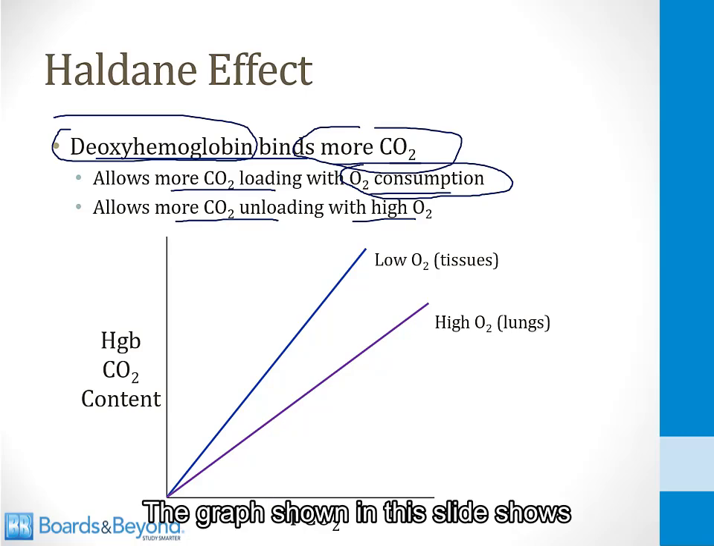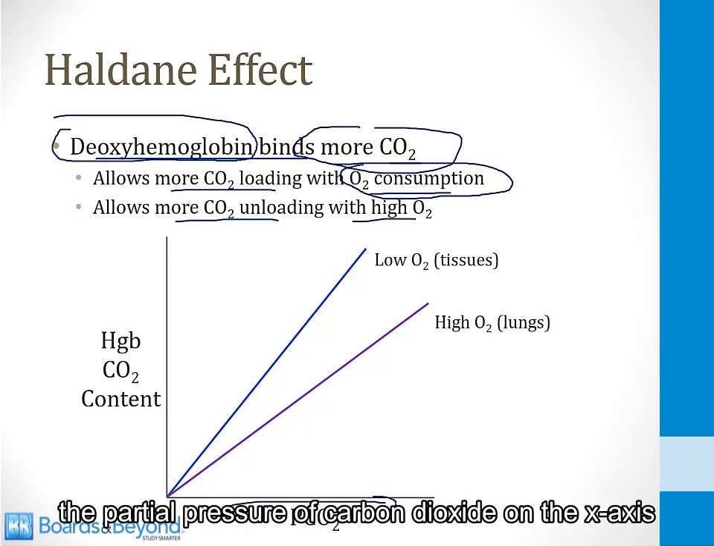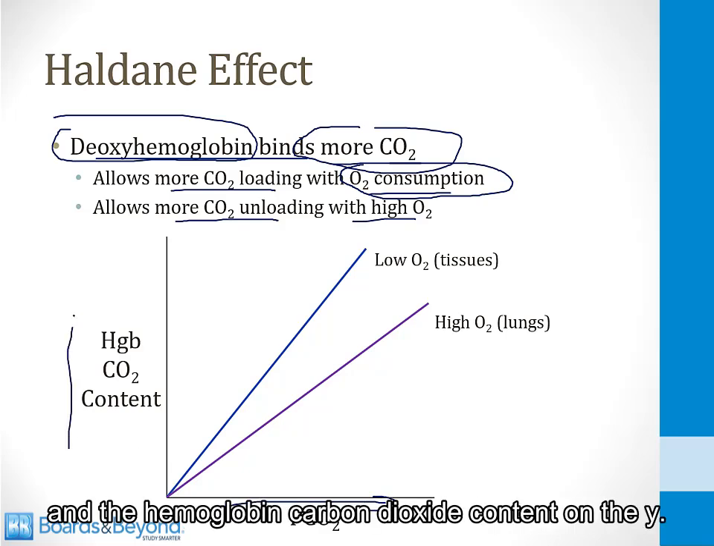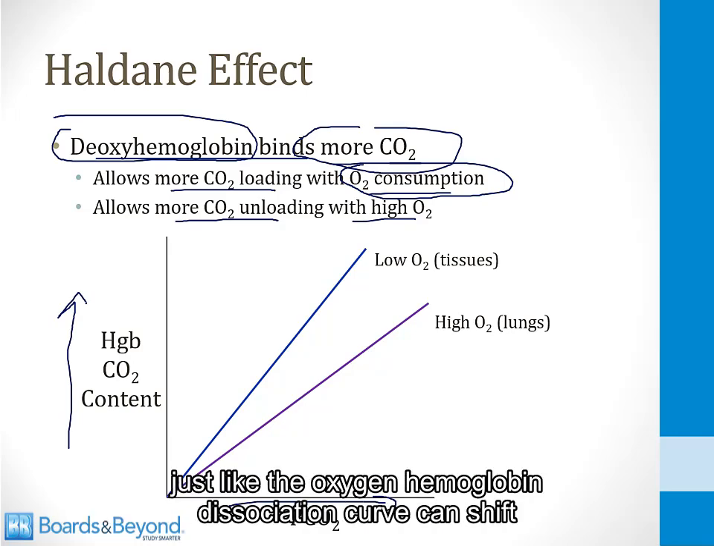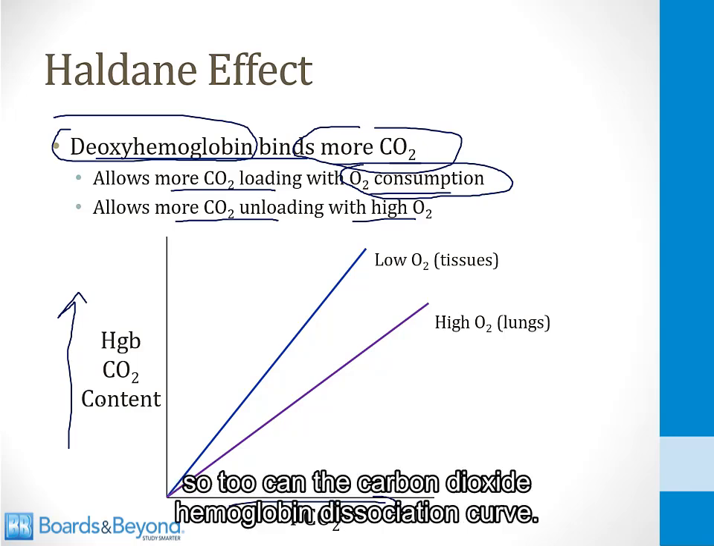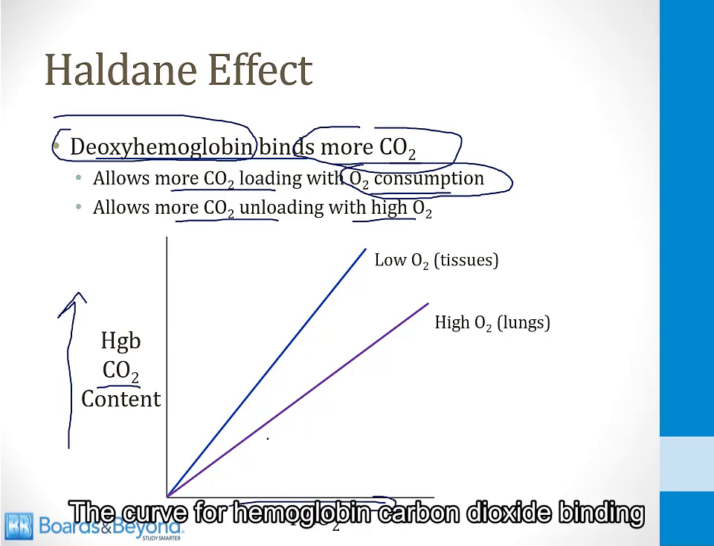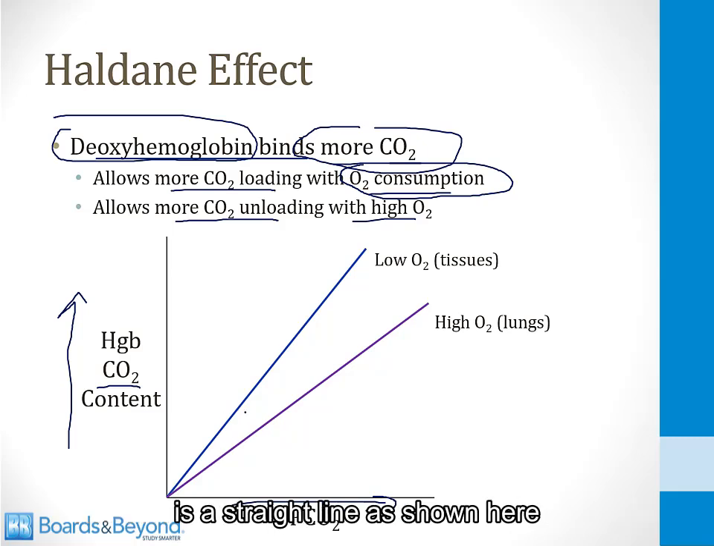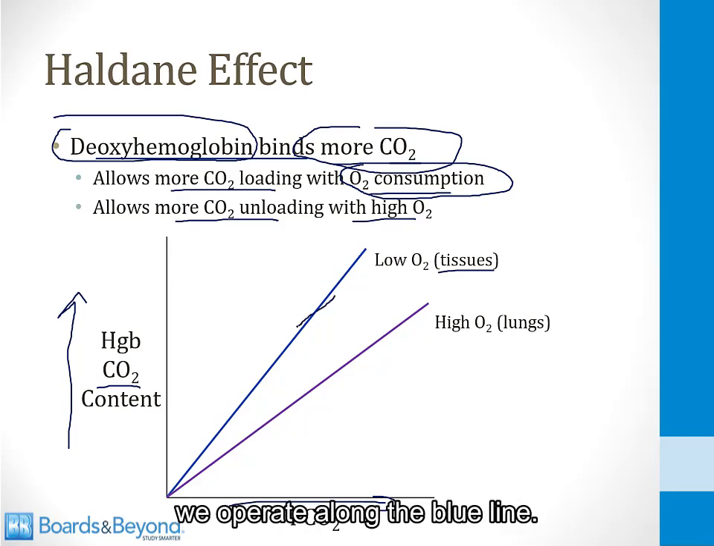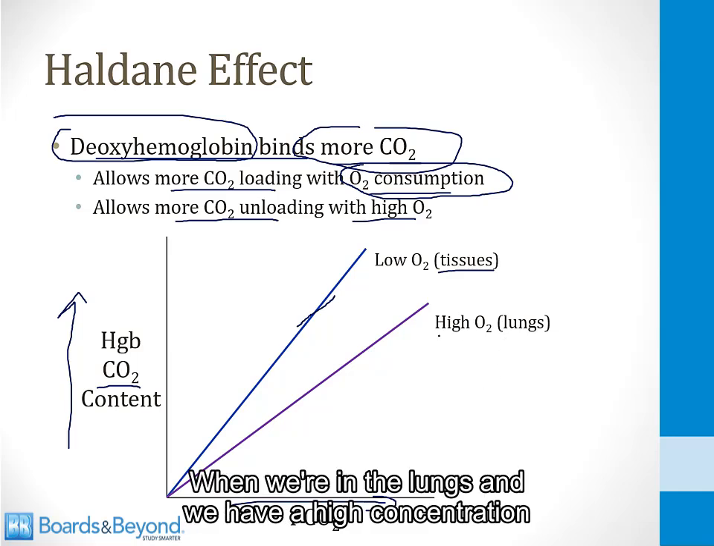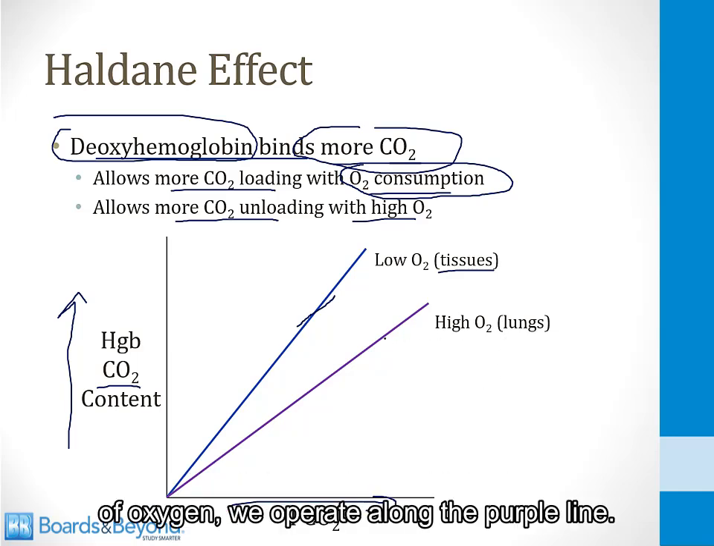The graph shown on this slide shows the partial pressure of carbon dioxide on the x-axis and the hemoglobin carbon dioxide content on the y. And what you can see is that the curve is not fixed. Just like the oxygen hemoglobin dissociation curve can shift to the right or left, so too can the carbon dioxide hemoglobin dissociation curve. The curve for hemoglobin carbon dioxide binding is a straight line as shown here, and when we're in the tissues and we have a low concentration of oxygen, we operate along the blue line. When we're in the lungs and we have a high concentration of oxygen, we operate along the purple line.